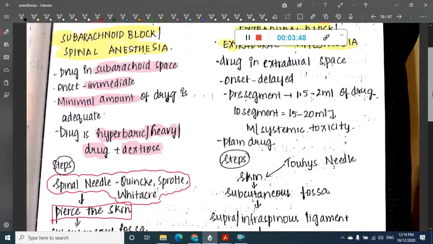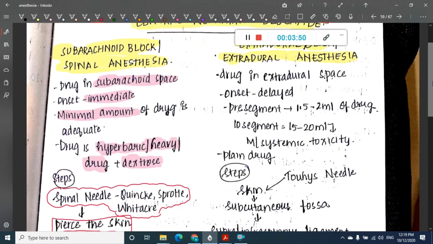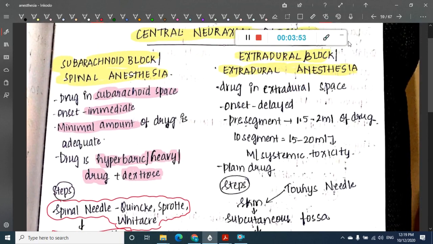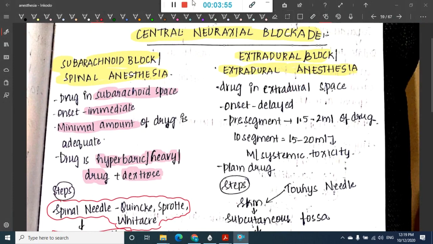Then I'll show you the pictures of both the extradural and subarachnoid spaces. Just wait for 5 minutes. I'll complete the topic and then I'll show you the pictures.